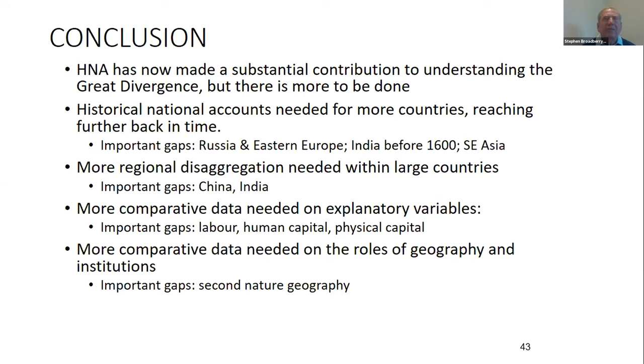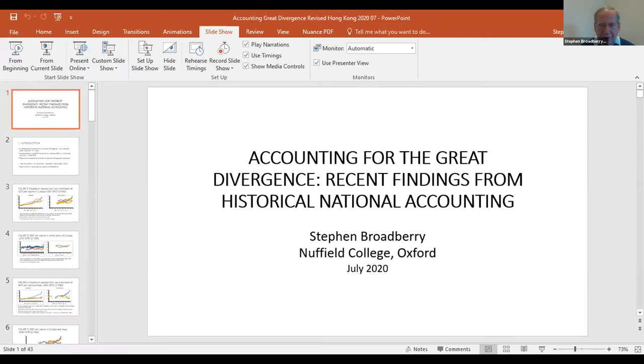We need then much more comparative data on the explanatory variables. So much work in the last decade or so has been on historical national accounts, getting at GDP per capita. We now need a big effort on the explanatory variables. I think the whole range of the variables here, labor, human capital, physical capital, is needed for most economies in Europe and Asia. And turning to the ultimate sources, geography and institutions, again, more quantitative work on institutions, going beyond dummy variables. And I also think second nature geography should be a bigger part of the story. So I'll leave it there and look forward to your questions.